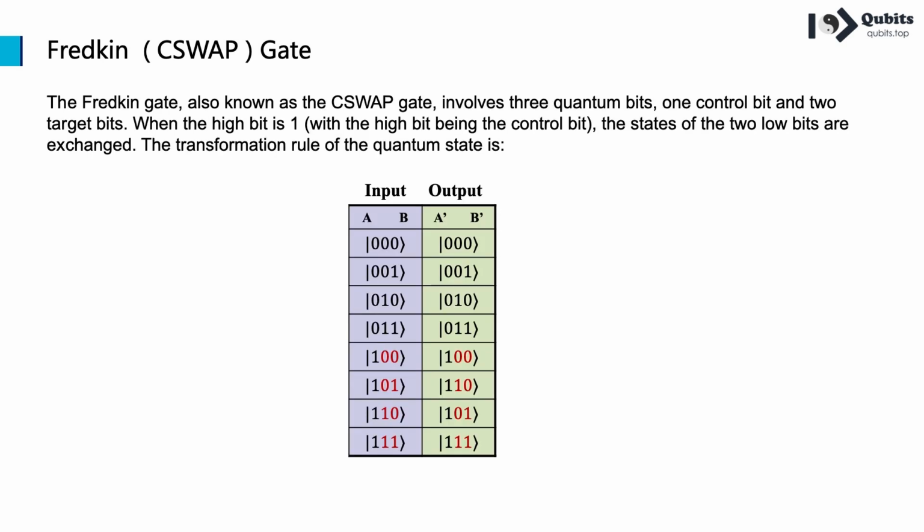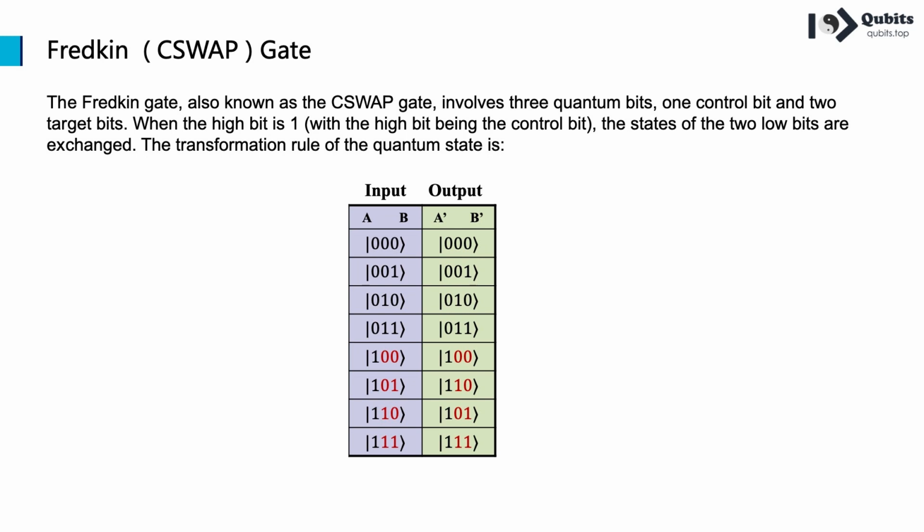The Fredkin gate is a quantum logic gate that operates on 3 qubits, 1 control qubit, and 2 target qubits. The gate swaps the states of the 2 target qubits if the control qubit is in the state ket 1. The truth table for the Fredkin gate shows all possible input states and the corresponding output states.